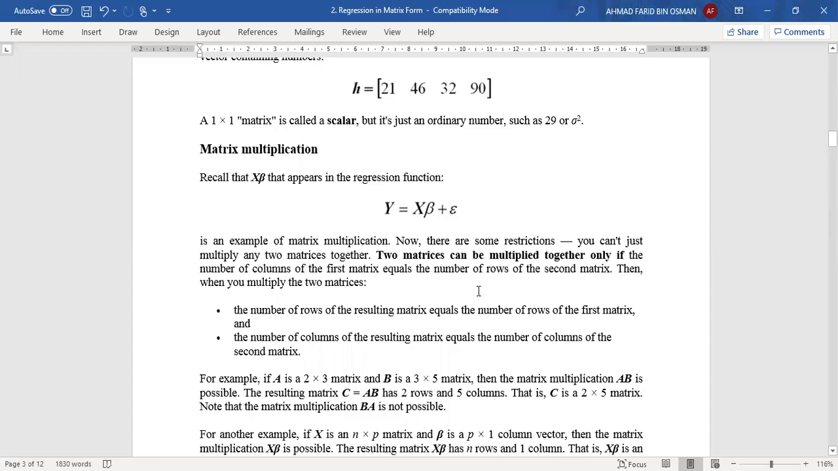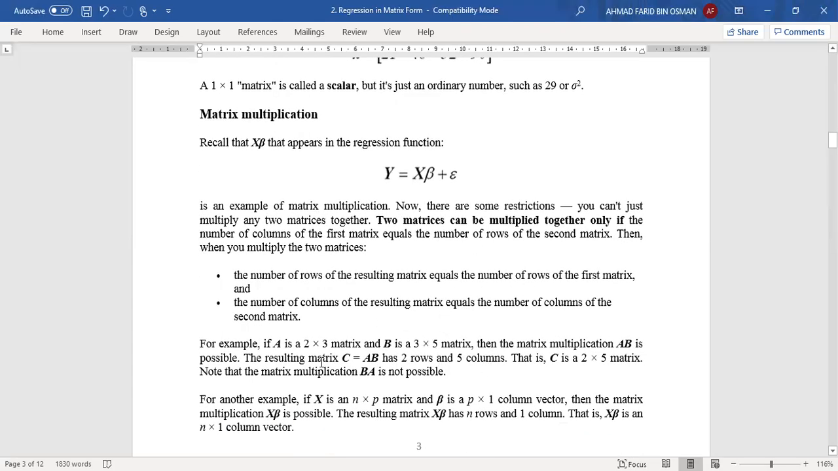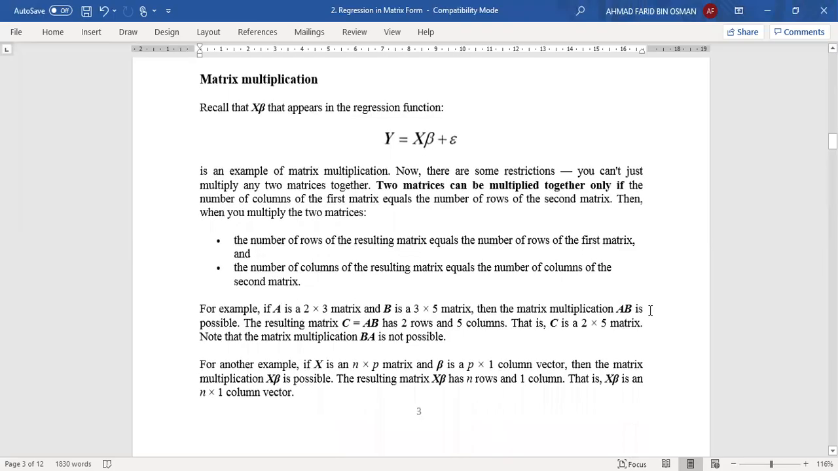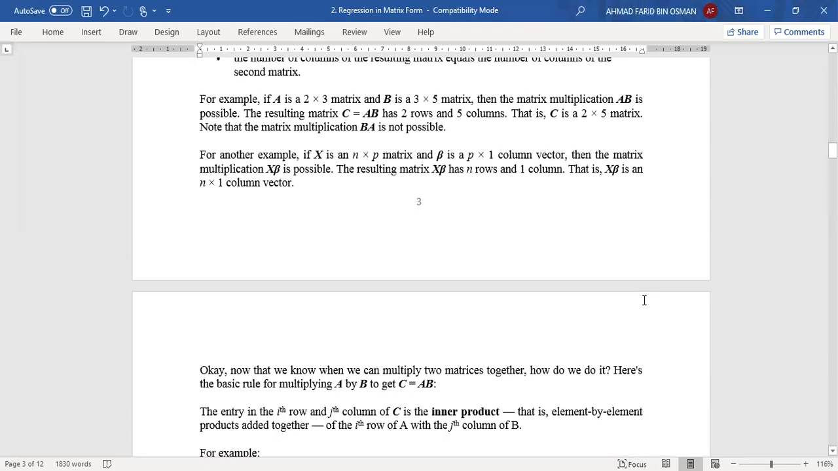Okay, so this one, you can read. I leave it to you to read the explanation. This is just to refresh your knowledge, the one that you learned before in another course on matrix operations.